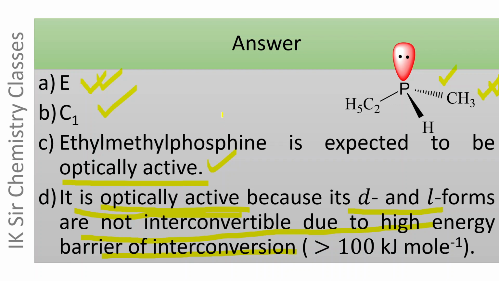Ethylmethylamine was optically inactive belonging to C1 point group because its D and L forms are in rapid and dynamic equilibrium with each other. But ethylmethylphosphine also belongs to C1 point group and it is expected to be optically active. In actual practice, it is optically active also because its D and L forms are not interconvertible due to high energy barrier of interconversion, which is greater than 100 kilojoule per mole, and therefore this ethylmethylphosphine molecule is optically active.